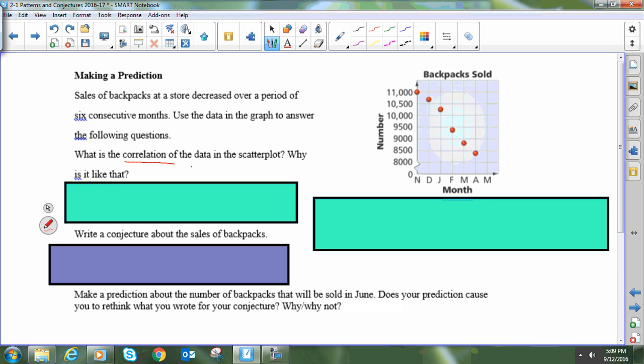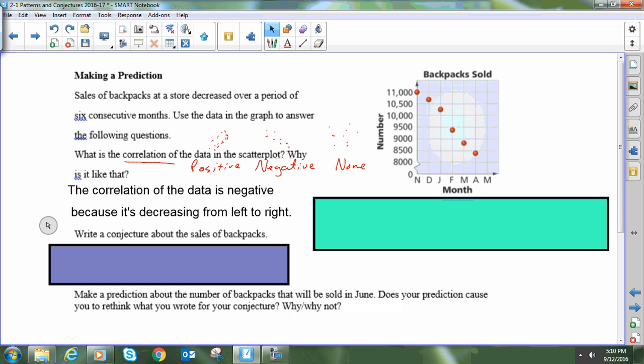Now, in algebra, we have positive correlations, which kind of look like that, where they're going up from left to right. And we have negative, meaning that they kind of go down. And then we have no correlation at all, which just kind of looks something like that. So the data that we're seeing here is very clearly going down, so it has a negative correlation because it's decreasing as we go from left to right.